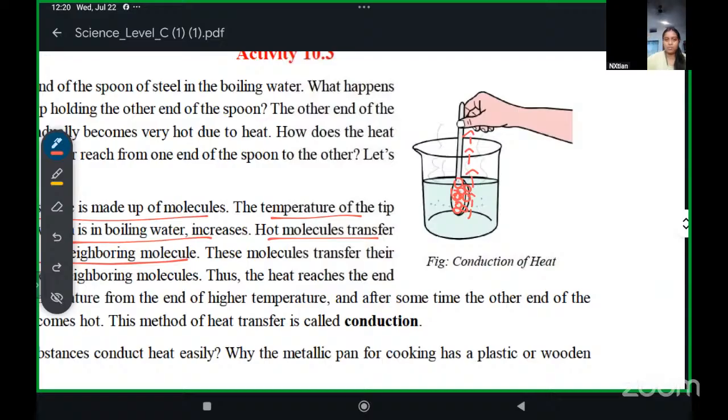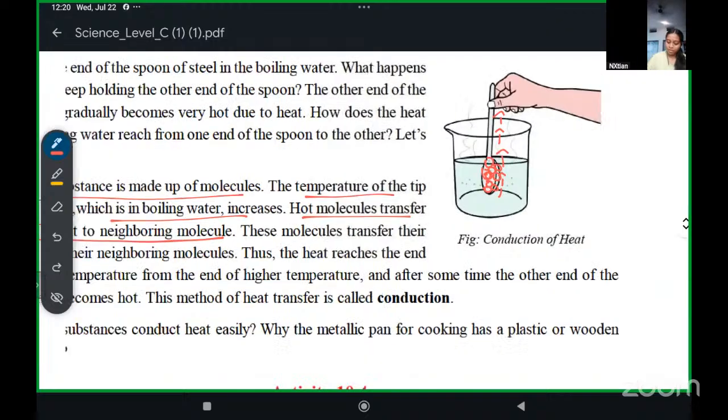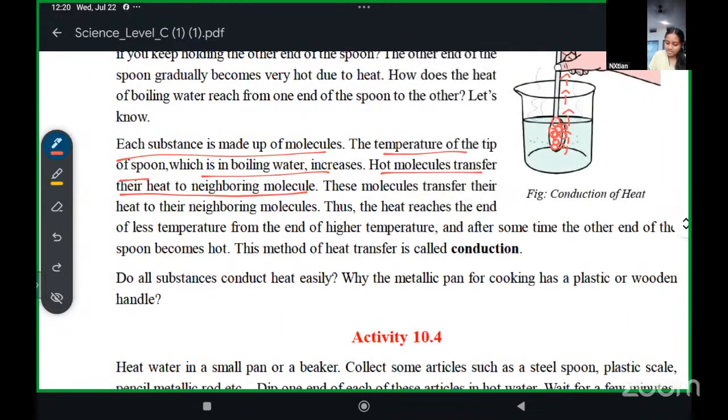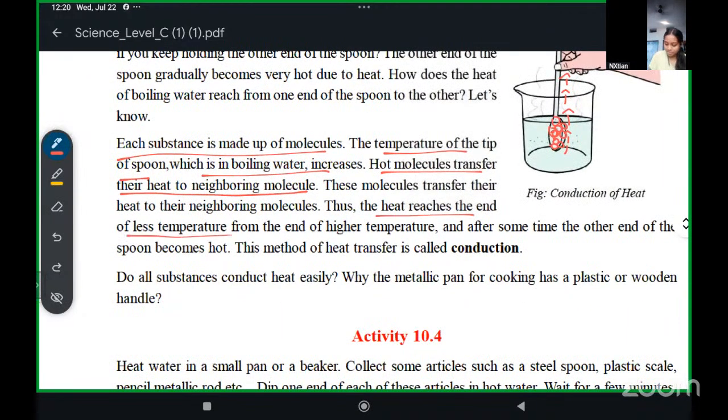Some of the heat I will transfer to my neighbor also. The molecules transfer some heat to the neighbor molecules, then to the neighbor molecules, and so on. The object keeps becoming heated up more and more. Thus, the heat reaches the end of lower temperature from the end of higher temperature.